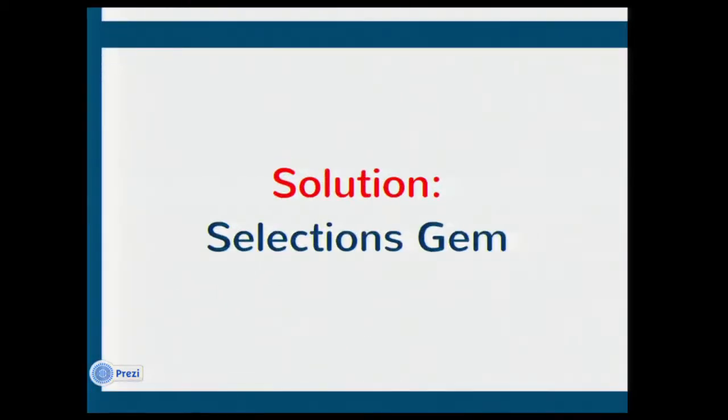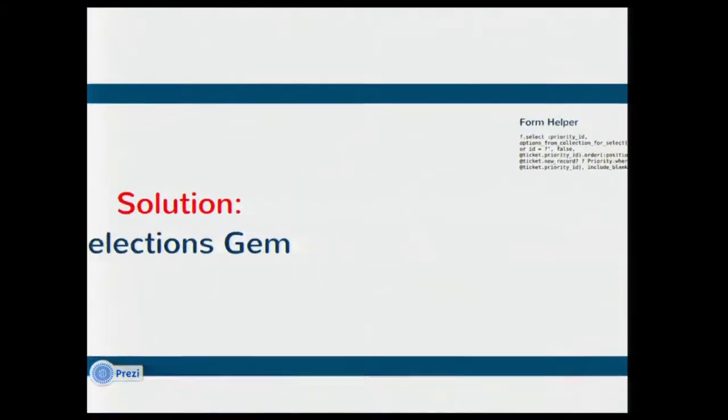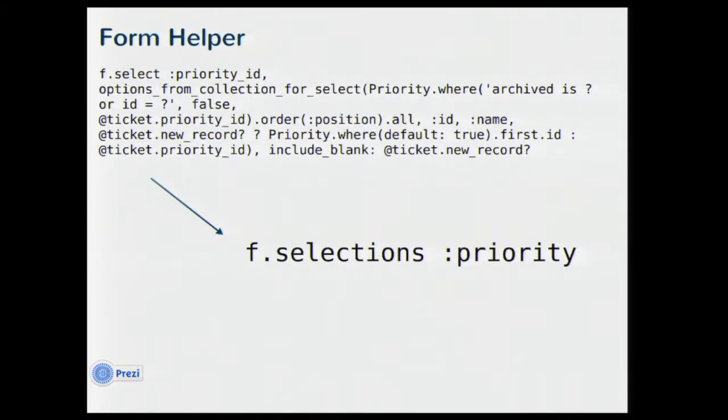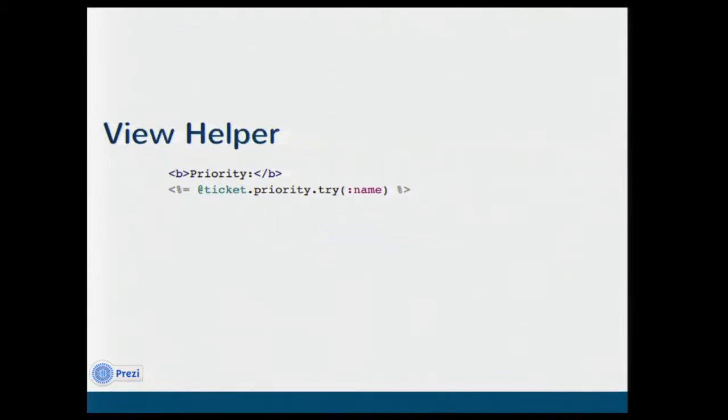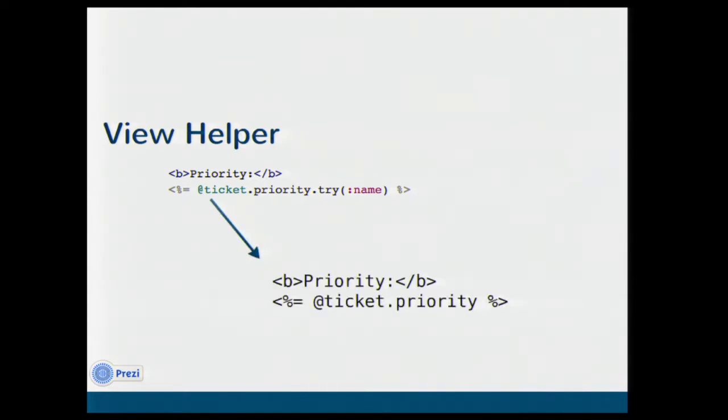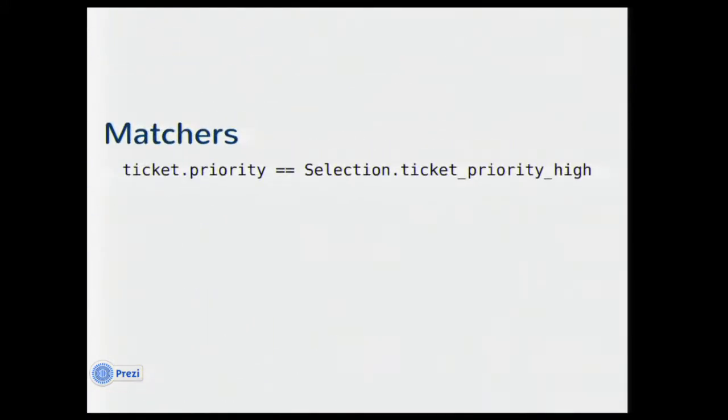Solutions. So there was light at the end of the tunnel here, guys. So instead of all this code, you could just do this. Or if you wanted checkboxes, you could just do that. And coming soon is checkboxes, so that you can actually do multi-relationships. It has view helpers, so instead of having to put the try name in there, you can actually just do that, and if it's blank or nil, it will just display blank. And instead of having to do this as a big conditional matcher, it will automatically do that on the instance, so you can actually just find all the different selections on that particular one.